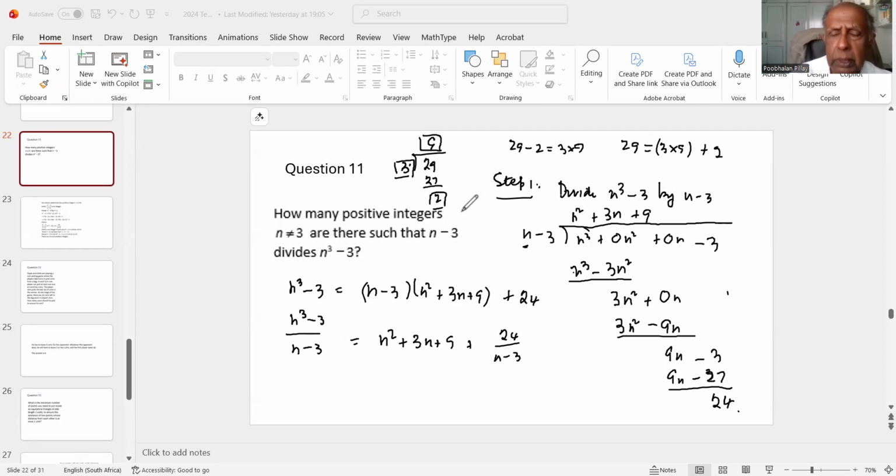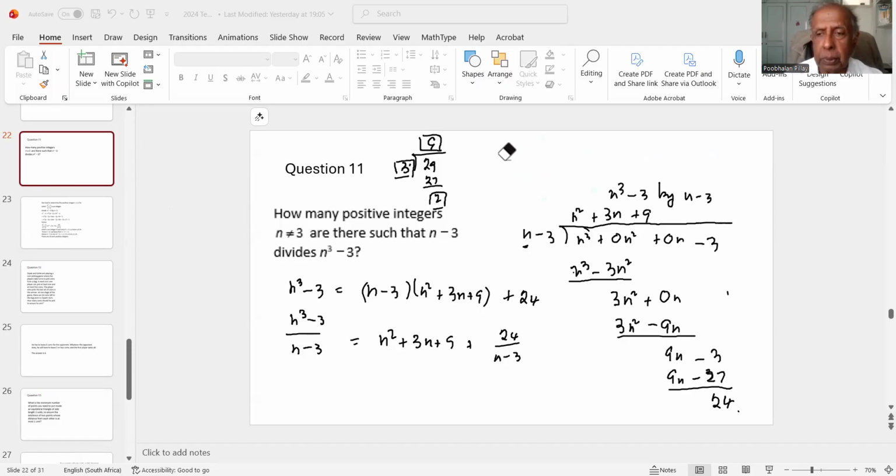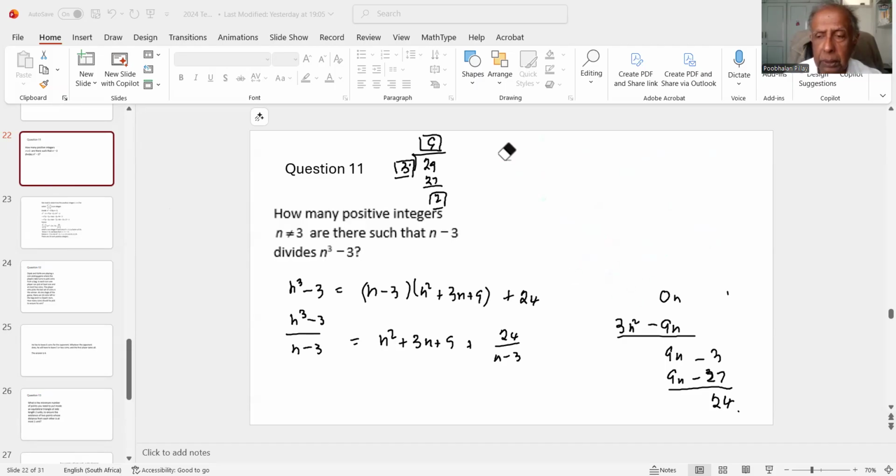Now, I want you to understand this question. I should have said this earlier: I put down step 1, but I didn't put step 2 and step 3. Step 2 is you multiply your quotient and your divisor, and add the remainder, and you get the original number. This times this plus 2 is the original. That should have been step 2.